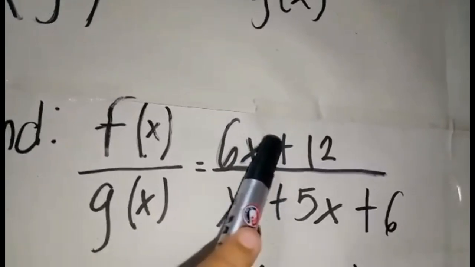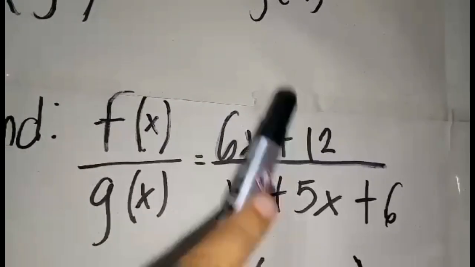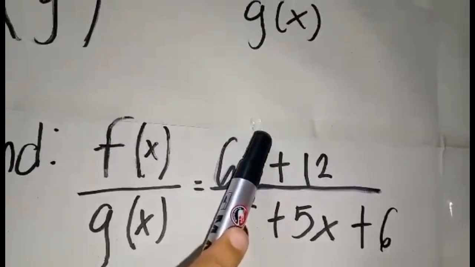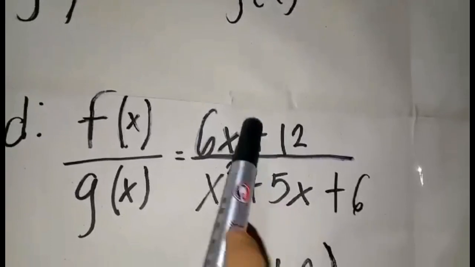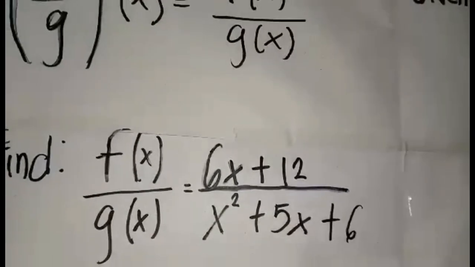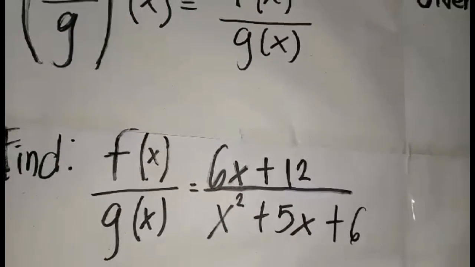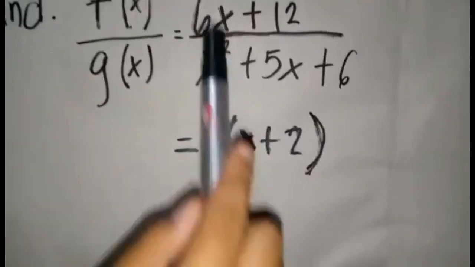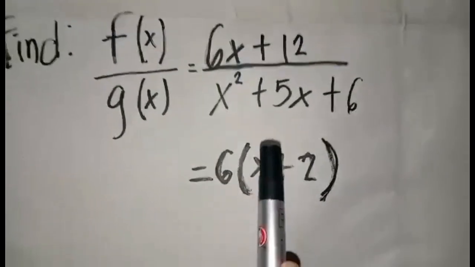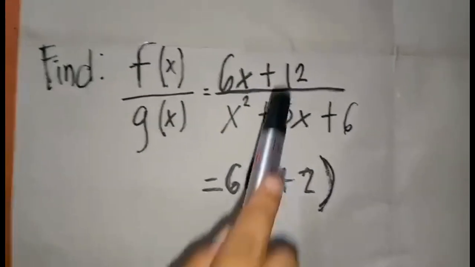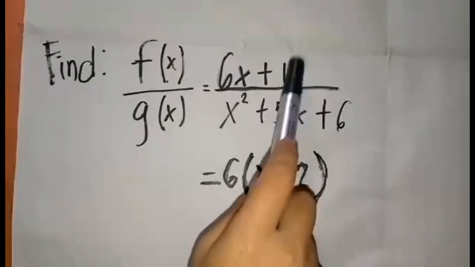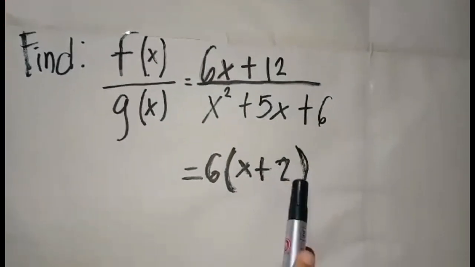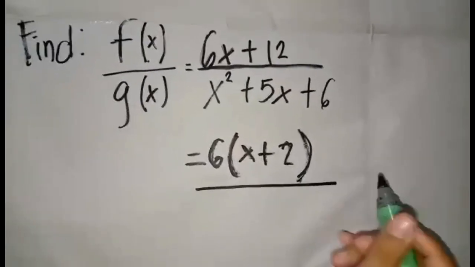For the numerator, find the GCF or greatest common factor of numerators. So we're gonna 6 times x plus 2. So 6x divided by 6 is equal x. Copy the sign. 12 divided by 6 is equal 2. So our over.